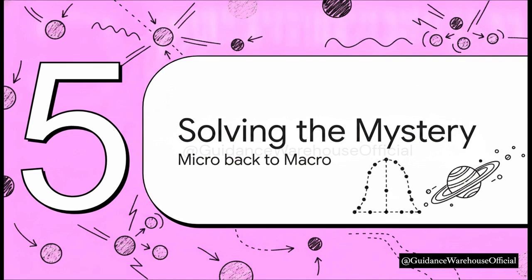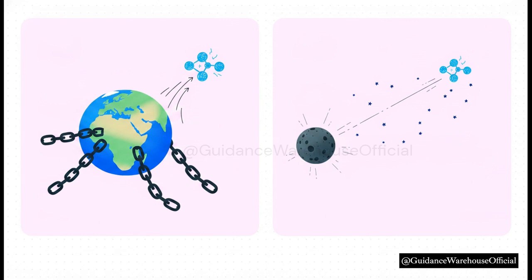Section 5. Solving the atmospheric mystery. From micro back to macro. All right, it's time to take everything we've learned about bouncing atoms, kinetic energy, and distribution curves and zoom back out from the micro to the macro.